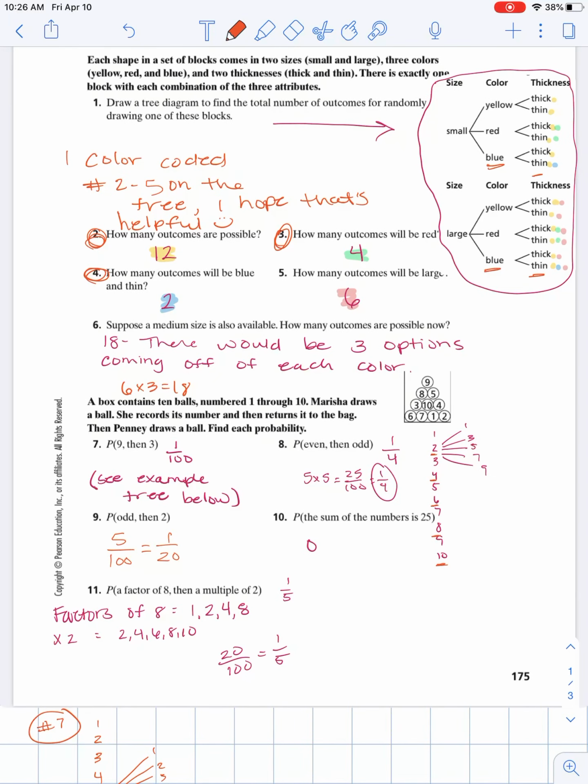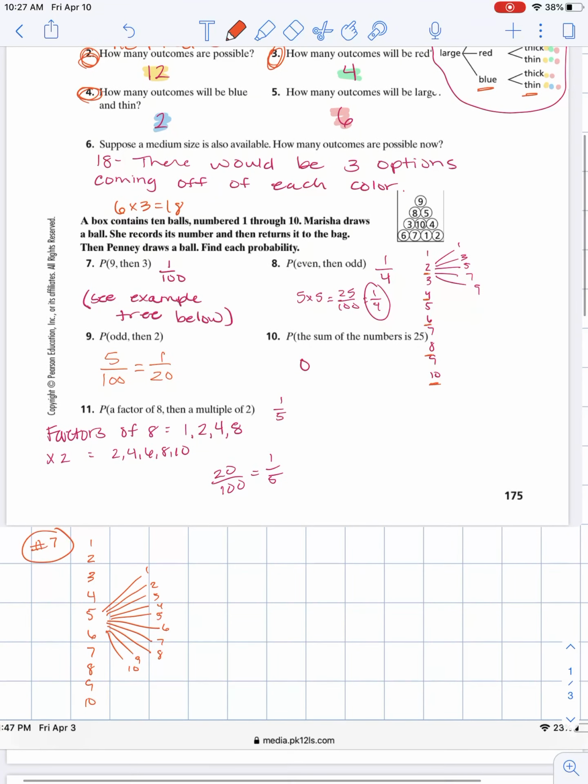Number 6, suppose a medium size is also available. How many outcomes are possible? So if we've got thick, thin, and a medium, we're really going to take each color and just multiply it by 3 instead of the 2 options, right? So since there were 6 color options, if there are now 3 thicknesses, we would do 6 times 3, which is 18.